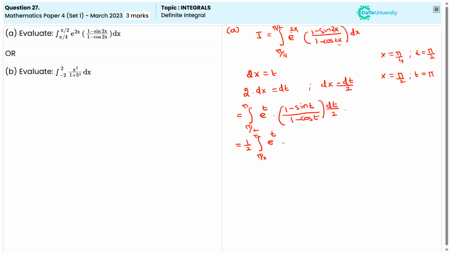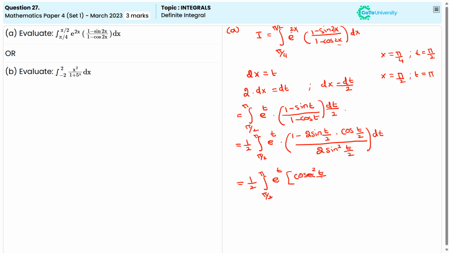So e power t into, we are going to divide and multiply by 2. So we get (1 minus 2 sine t by 2 into cos t by 2) divided by 2 sine square t by 2, and we have only dt because we have taken 1 by 2 outside. If we simplify this, we get 1 by 2 integration from pi by 2 to pi, e power t into, we are going to divide: 1 by 2 sine square t by 2, which is nothing but cosecant square t by 2. We had again 1 by 2 here, so we can write it as 1 by 2 into cosecant square t by 2 minus, if we divide this, we get cos t by 2 divided by sine t by 2. So we can write as cot t by 2 into dt.